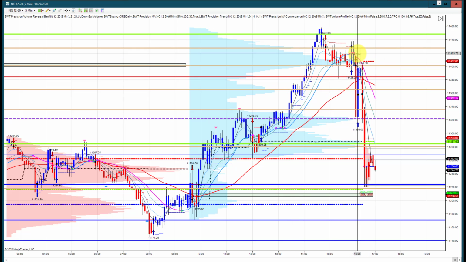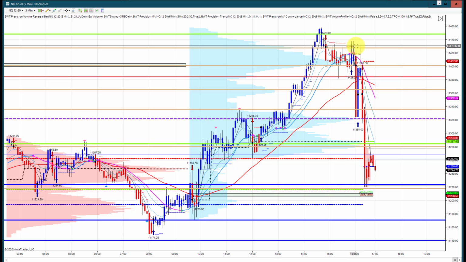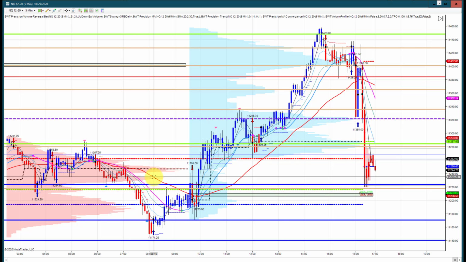And then at the very end, just near the close, the market today had extreme volatility in the last 15 minutes or so. It dropped and gave back most of its gains for today into this high volume area of the Globex session.